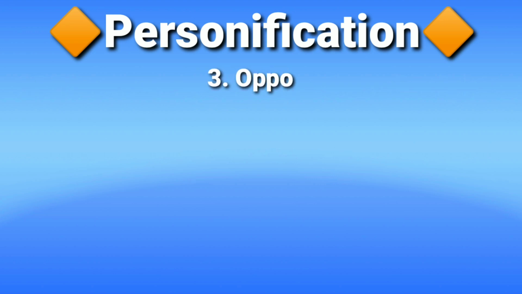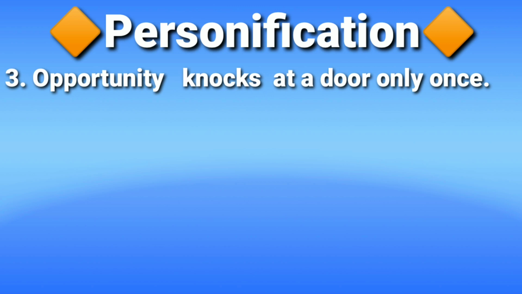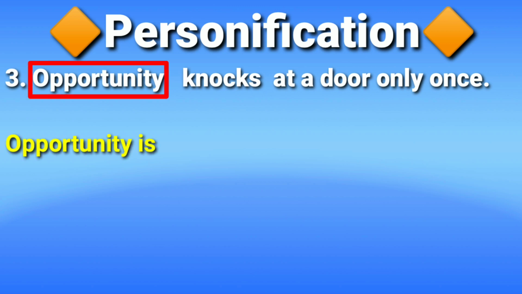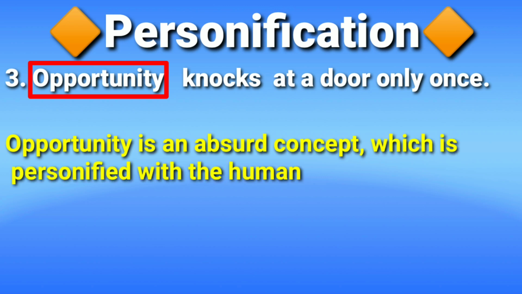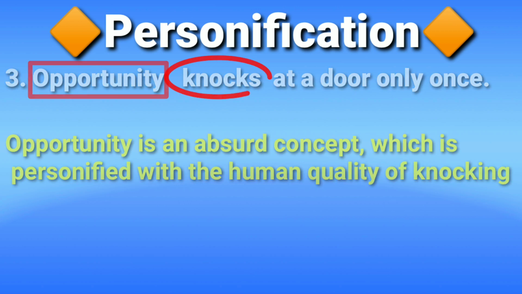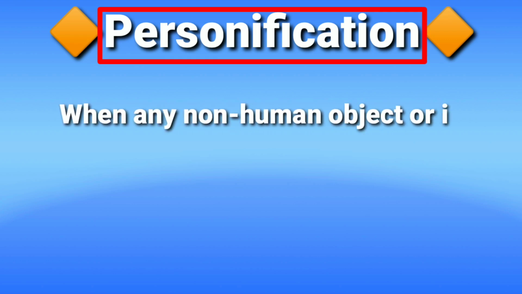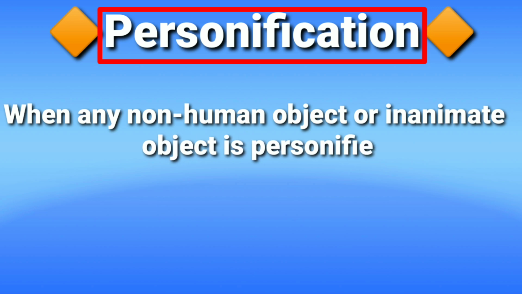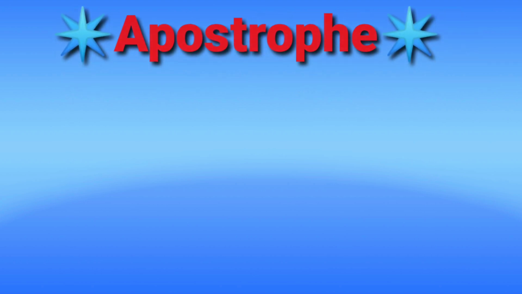Look at the third example. Opportunity knocks at our door only once. In this sentence, opportunity is an absurd concept which is personified by giving the human quality knocking. So, personification is when any non-human object or inanimate object is personified by giving human quality. It is called personification. Now let's move to the last figure of speech, that is apostrophe.